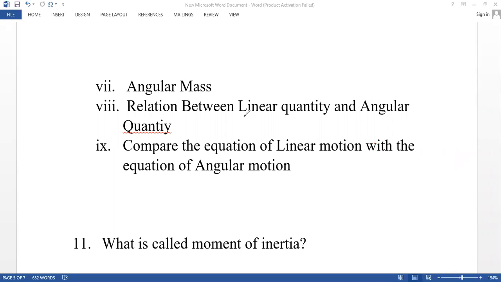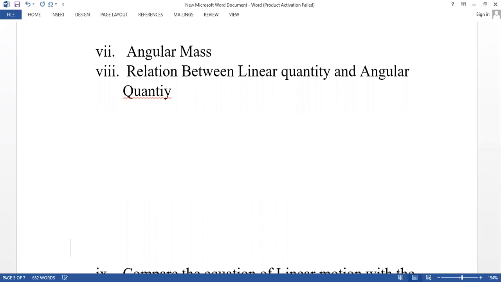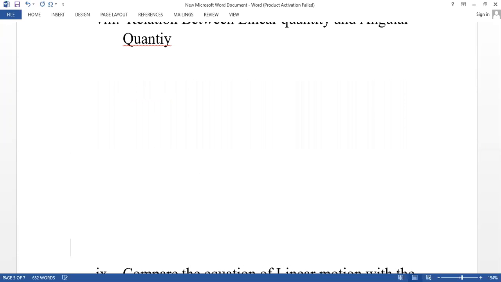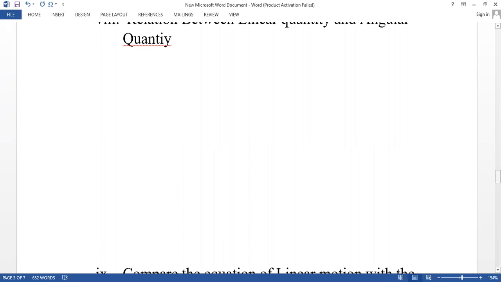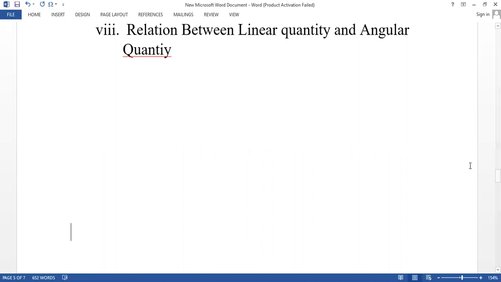Relation between linear quantity and angular quantity. I need much more space here. Mr. Nafiz, can you hear me?